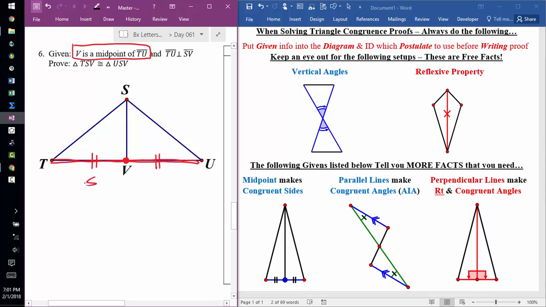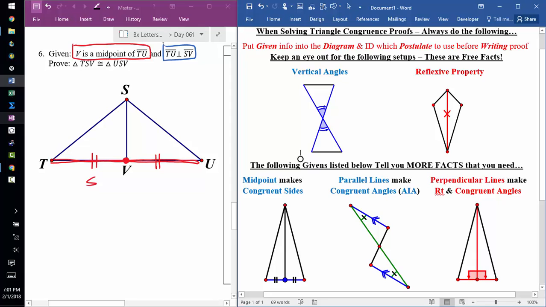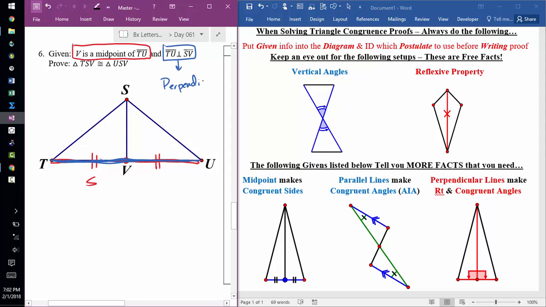Here's a side fact. And here's why this is kind of like a final boss in a game, the challenge mode. You've got this weird thing saying that in addition to TU getting split by that midpoint, it's also going to do something else for us. This side TU, that symbol is perpendicular. Sometimes they'll say it as, oh, you've got an altitude. No matter if they say perpendicular or altitude, it does the same thing.